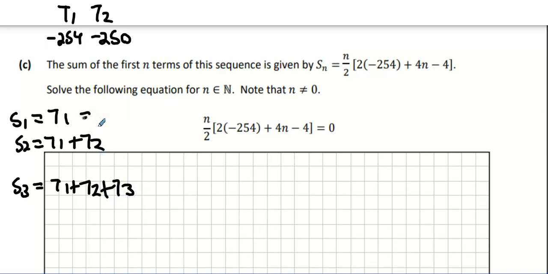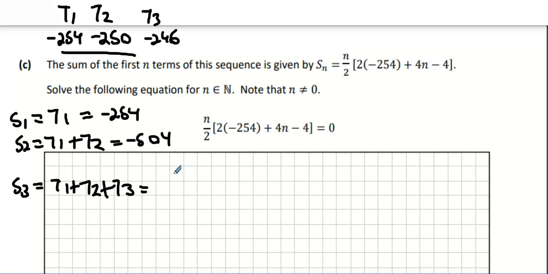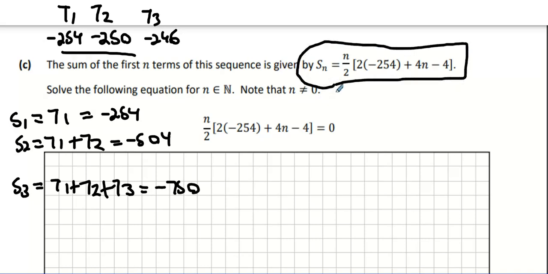So S1 would actually be minus 254. S2 would be the two of them added together, which is minus 504. Then obviously S3, we know that it goes up 4 every time, so that'd be minus 246, which would make minus 750 for that one. So that's how this formula works. So instead of working them all out individually, there's a general formula that they're giving us to show us how this works. Okay, solve the following equation for n equal n.